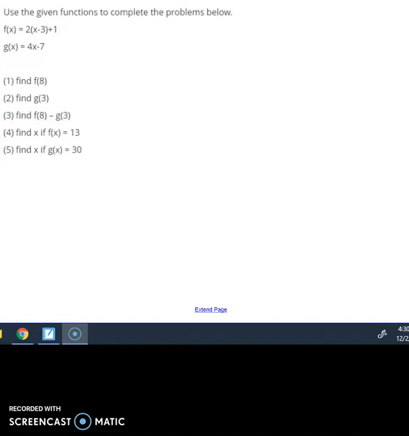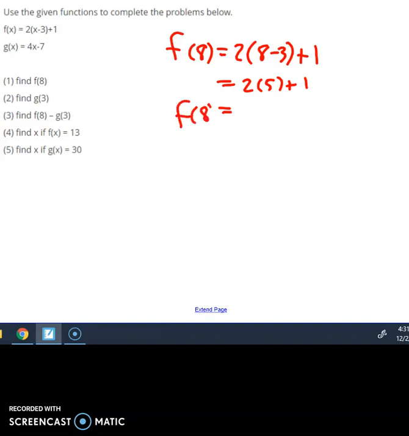And then for our second review for chapter 3, some more work on function notation. So problem number 1, f of 8 is equal to 2 times 8 minus 3 plus 1. So we're trying to replace the x's with the value of 8. So we have 2 times 5 plus 1. So f of 8 will have a final answer of 11. 2 times 5 is 10 plus 1 is 11.